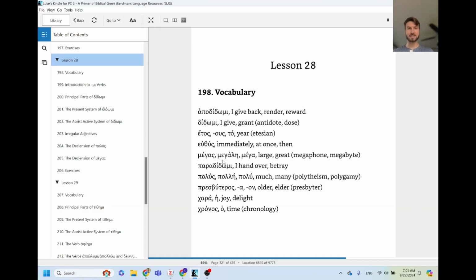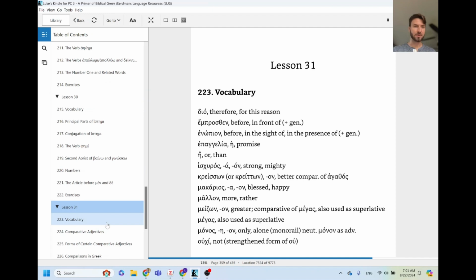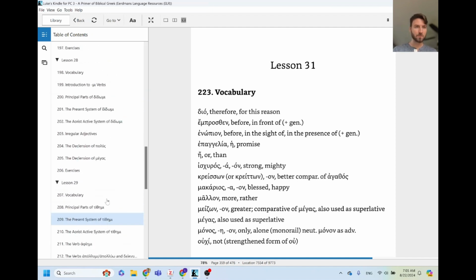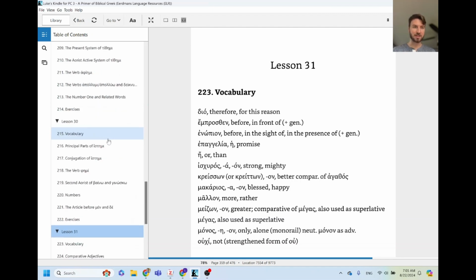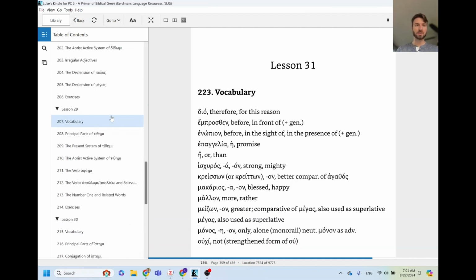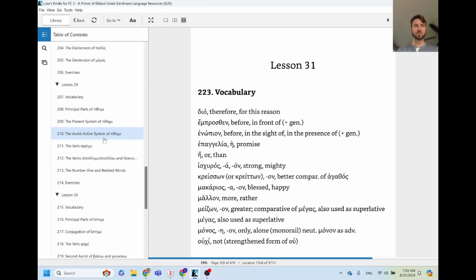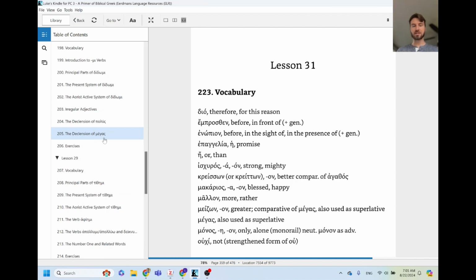Lesson 28. Lessons 28, 29, and 30 are all about mi verbs. Lesson 28 mainly talks about δίδωμι, 29 talks about τίθημι, and 30 talks about ἵστημι. You can see they've thrown in a few others, but those three are the most common mi verbs in the New Testament.